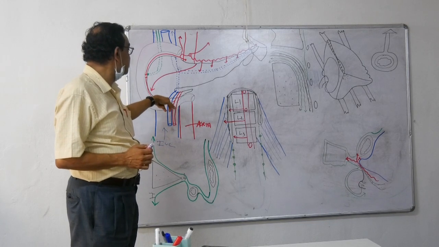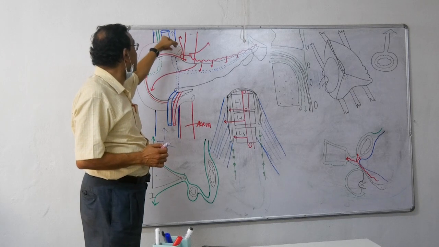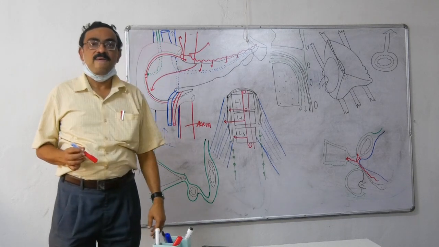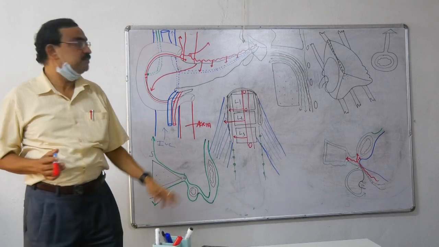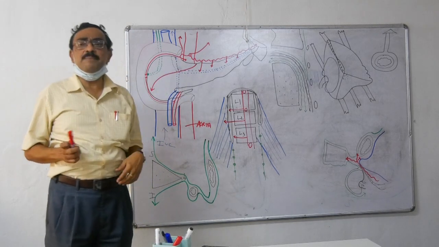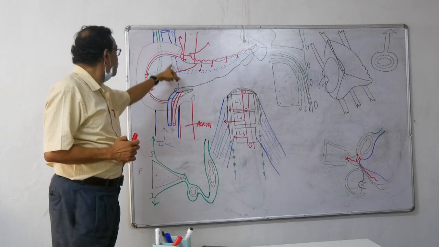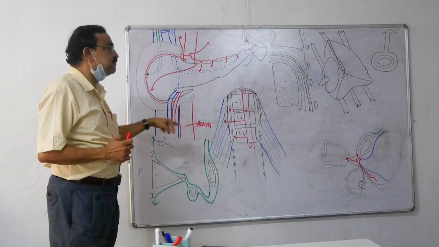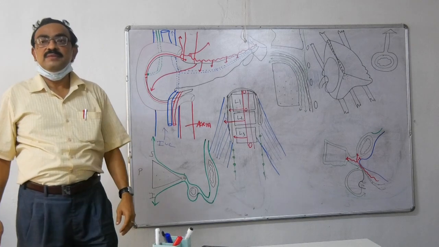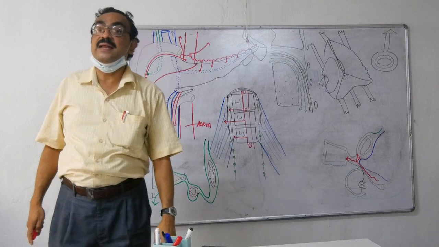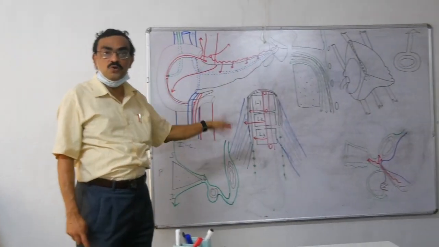Anterior mesenteric vein, it can drain directly into the portal vein. Okay. What about the lymphatic supply? The groove between the head of the pancreas and the duodenum, there we get superior and inferior pancreatic or duodenal lymph nodes.